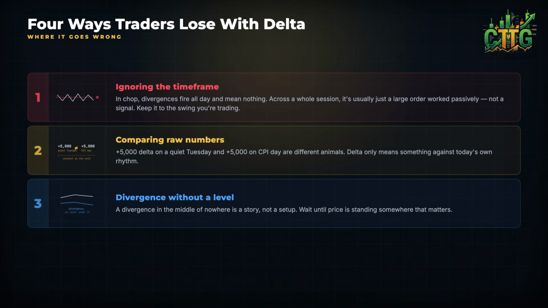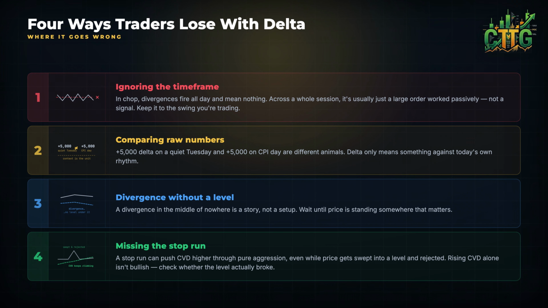4. Trusting a rising line by itself. A stop run can push cumulative delta higher through pure aggression, even while price gets swept into a level and rejected straight back out. Rising CVD isn't automatically bullish. Check whether the level actually broke or just got tested.